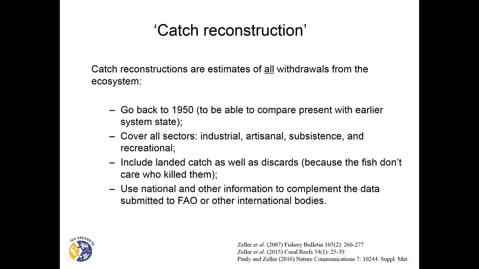We start in 1950 because it provides a good contrast to the present. This is the immediate post-war period when fisheries were not industrialized in many countries, and lots of countries were colonies and so on. So this is a good start, and in the catch reconstruction, you cover all sectors: industrial, artisanal, subsistence, recreational, and we also cover the catch that is thrown overboard that FAO doesn't consider, that is the discards. And basically, we use national data to complement those that the countries submit to FAO.